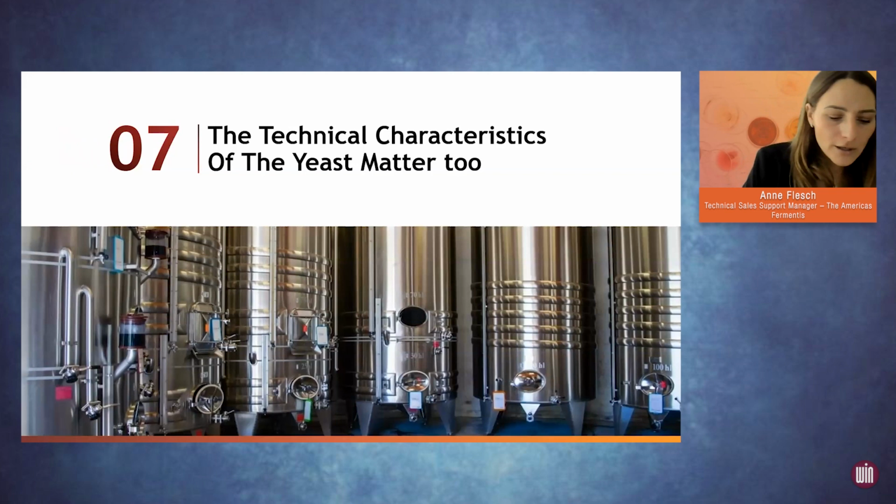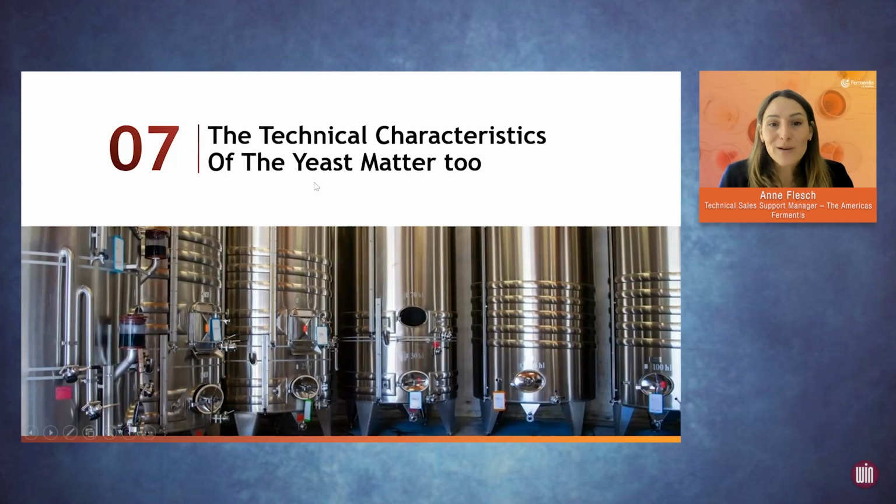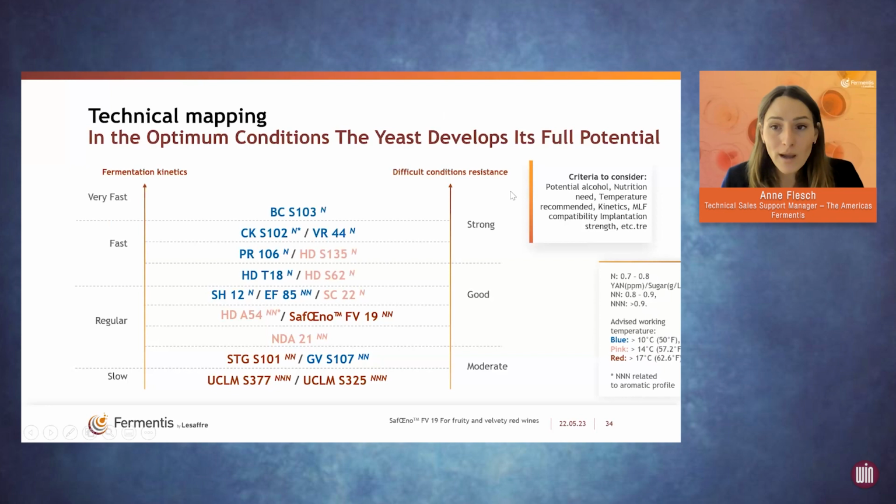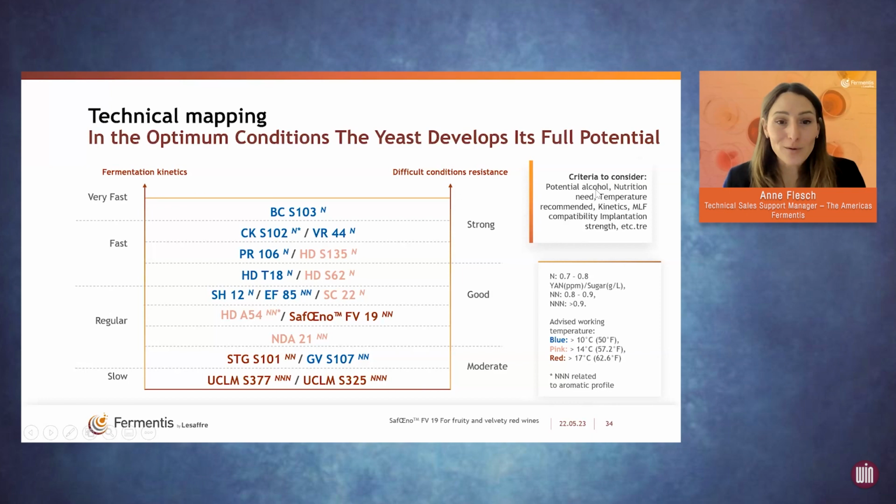We talked a lot about wine styles and overall how each yeast can give you a different profile. Technical characteristics of the yeast matter too. So just want to make sure, of course, you also select a yeast that will work for your wine. The potential alcohol that you have in your wine, you want to make sure that the yeast can handle this amount of ethanol. The nutrition need of the yeast, the temperature resistance, the kinetics, whether it is compatible with malolactic fermentation, and so on.